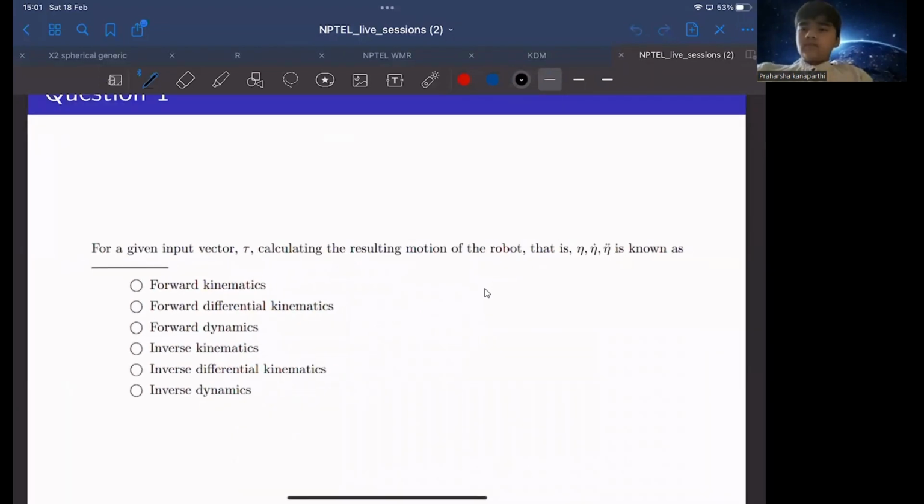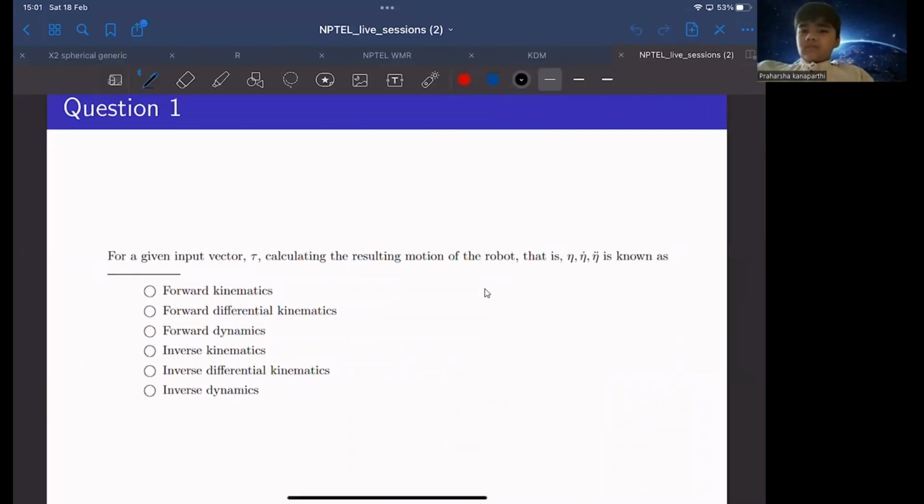So the first question says, for a given input vector tau, this is a Greek symbol tau, calculate the resulting motion of the robot, that is eta dot. Do you know the answer of this question? See, if you are given forward kinematics. Forward dynamics. No, kinematics. So what is the difference between dynamics and kinematics?